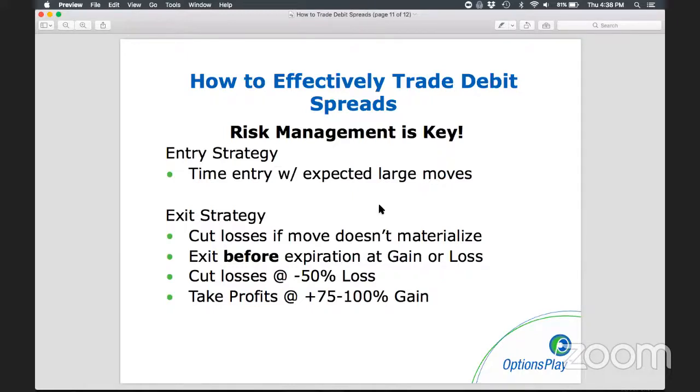So now that we talked about how to construct a debit spread and when you should use it, how do you actually trade them effectively?